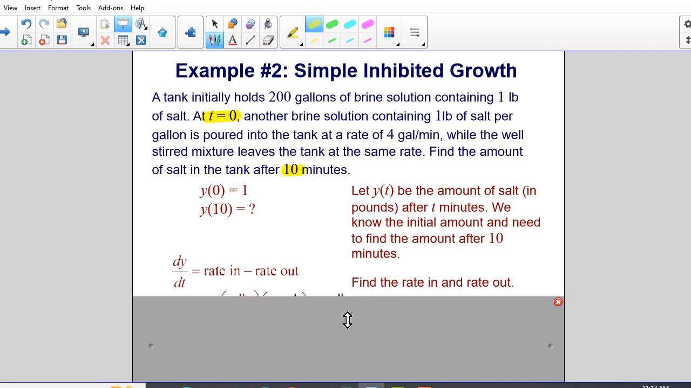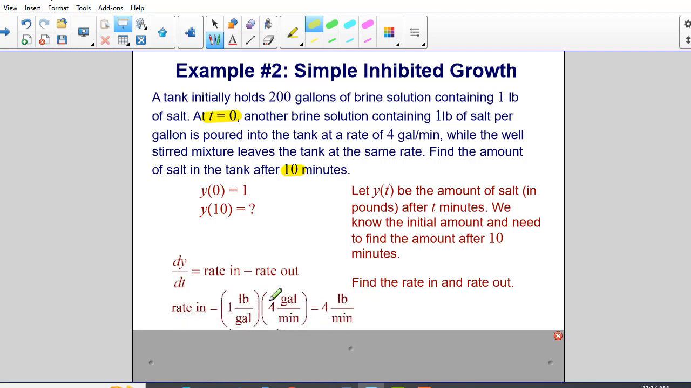And that is going to be set up by the rate in minus the rate out. How much salt and mixture is being poured into the tank, subtracting the amount coming out. And here's how we set this up. The rate in is going to be, there's 1 pound per gallon, given from up here, 1 pound of salt per gallon, and it enters the tank at 4 gallons per minute. So multiplying these two together, we have 4 pounds per minute. That's the rate in. Salt is going into the tank at 4 pounds per minute.